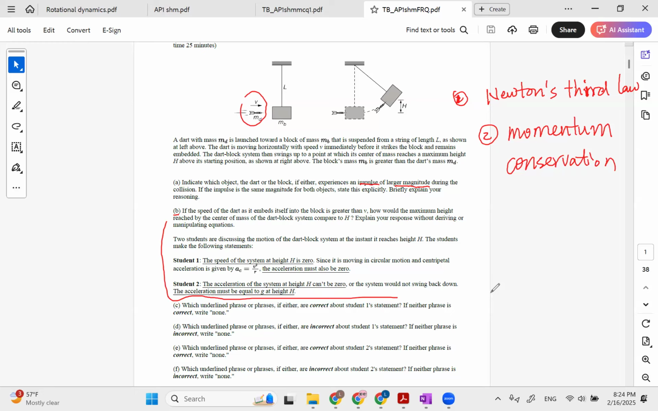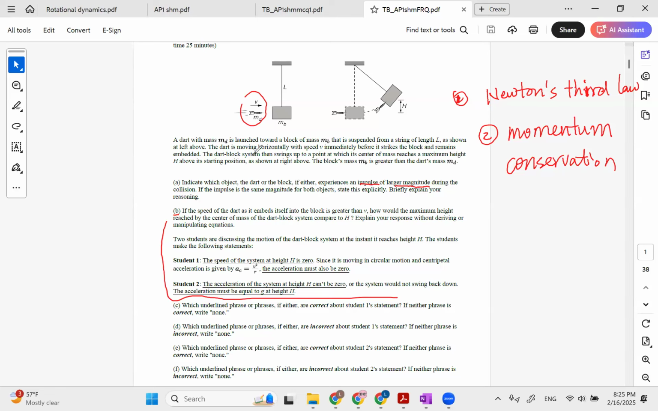How about Brandon? What do you think? I think higher, but I'm not too sure how to explain it. So the speed of the dart is greater than v. How would the maximum height reached by the center of mass of the dart block system compare to h? It will be higher. Why?